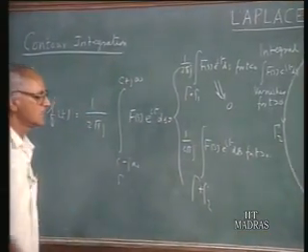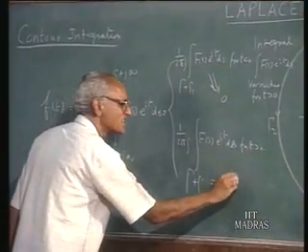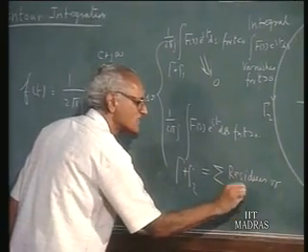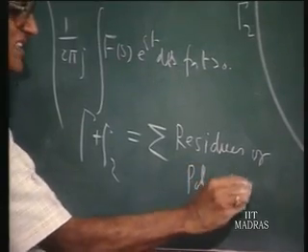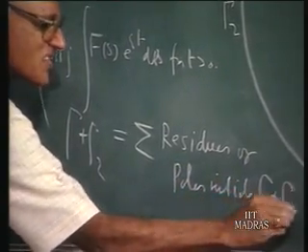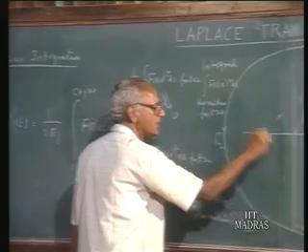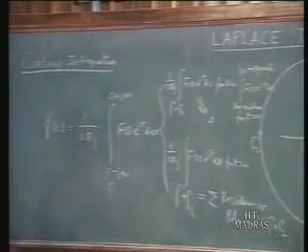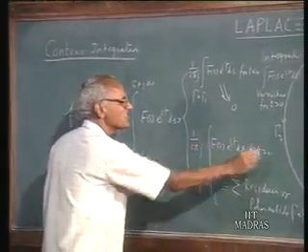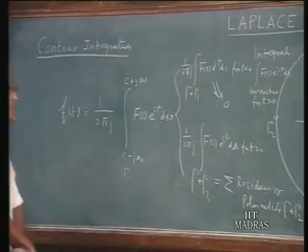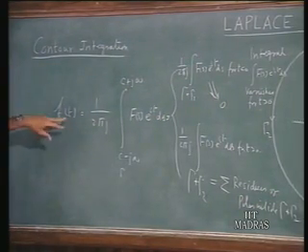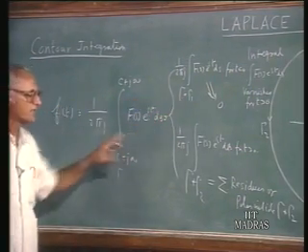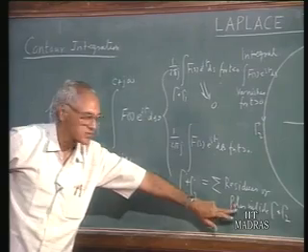And as far as this is concerned, this will be equal to the sum of the residues of poles inside the closed contour. So whatever poles you have here, you take the residues of the poles, and that will be equal to your f(t) for t greater than 0. This is for t greater than 0, and this is for t less than 0. So in the inverse Laplace transform, f(t) will be identically 0 for t less than 0 because of this, and for t greater than 0 it is equal to the sum of the residues of the poles inside this.